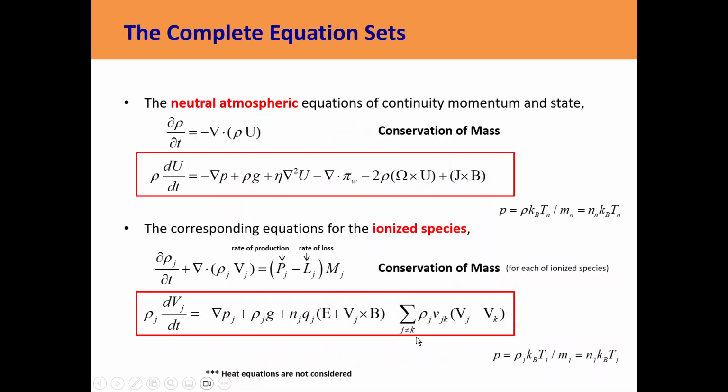Okay, and actually, sorry, this slide should come before the last slide. This is a complete equation set for the neutral atmosphere and for the ionized species. Or actually, you can say that this page is more like the summarization of the previous pages.